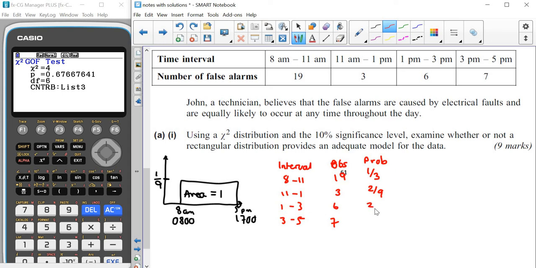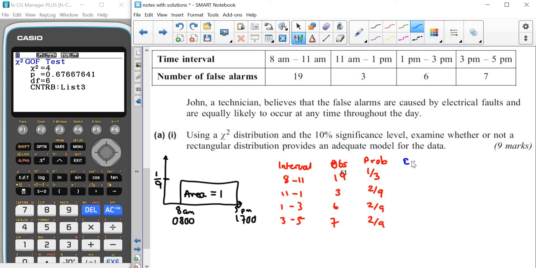Again, we've got a width of 2, which is going to be 2 over 9. And lastly, between 3 and 5, that's like saying between 15 and 17. That's going to be another 2 over 9. And 2 and 2 and 2 and 3 does add up to 9. So I've got all my probabilities.